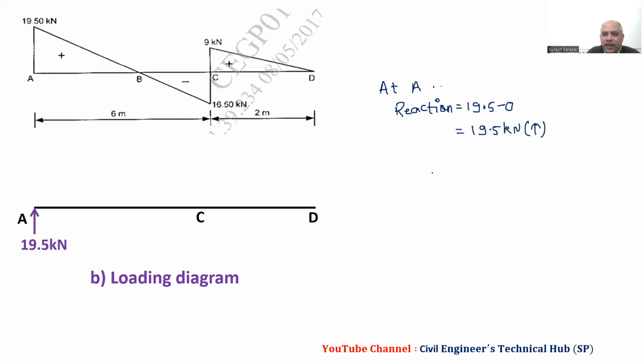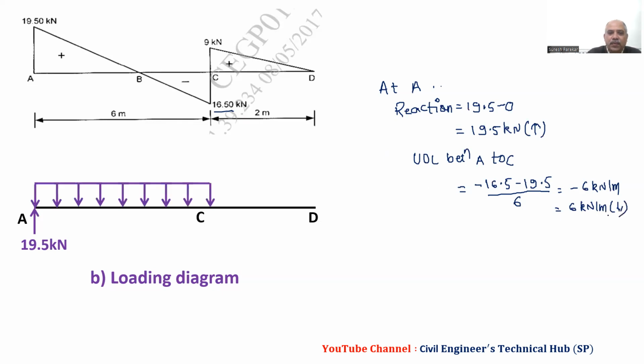Now we have a linear line between A to C, so we have UDL between A to C. And then we have final shear force minus 16.5, and initial 19.5, so minus 19.5, span is 6, and we will get this value minus 6 kilonewton per meter. Minus sign shows it is downward, plus will show upward, so 6 kilonewton per meter.